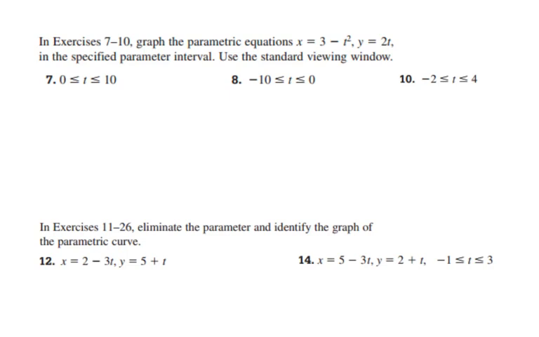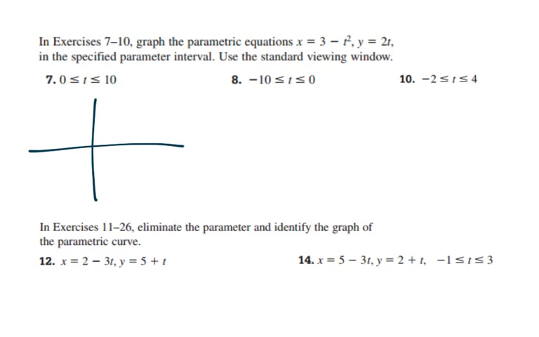Alright, so the next ones, they want you to graph the parametric equation in the specified parameter interval. Oh, that's this one here. And use a standard viewing window. Apparently I decided not to provide you with a graph. Okay. So that means that we are going to go to our y equals, making sure we're in parametric mode. And so in y equals, it's 3 minus t squared. And then the other one is going to be 2t.